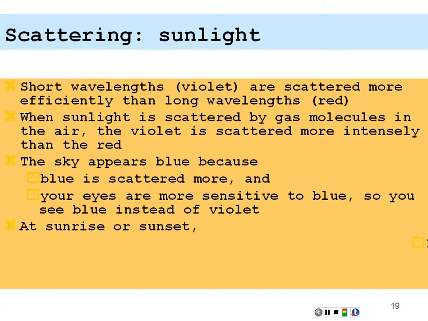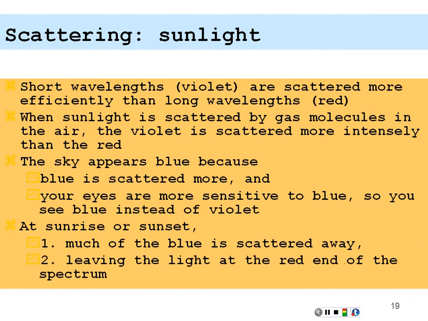At sunrise or sunset, you're looking through more atmosphere as you're looking across the curvature of the Earth. There's a lot more atmosphere to look through, and the blue gets scattered before it actually gets to your eyes. So what you're left with is more of the red color. As you're looking at sunrise or sunset, the blue is scattered away, leaving the light at the red end of the spectrum making it to your eyes, and hence sunrises and sunsets are reddish and orange, because that's what makes it to your eyes.